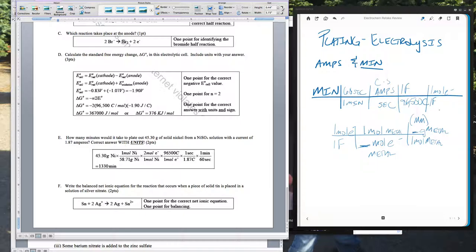So when this all gets said and done, you end up with these minutes. Let me change it to red so we can see. Oh, there we go. Okay. So then your minutes cancel out with the minutes. The seconds cancel out with the seconds. The coulombs and seconds cancel out because of the coulombs there. Your Faradays cancel with your Faradays. Your mole of electrons cancels with the mole of electrons. Mole of the metal cancels with the mole of the metal, leaving you with the grams, whatever this equals. Okay?